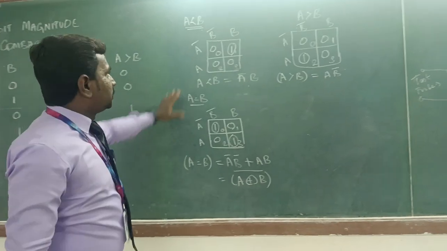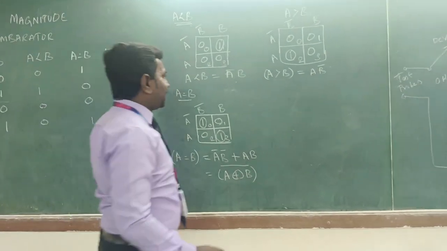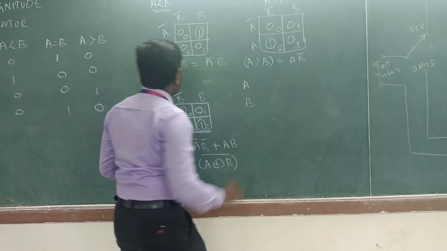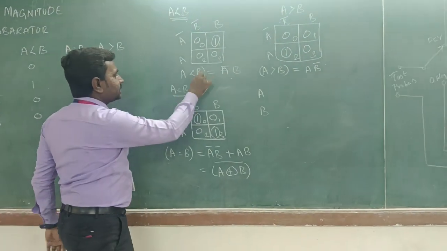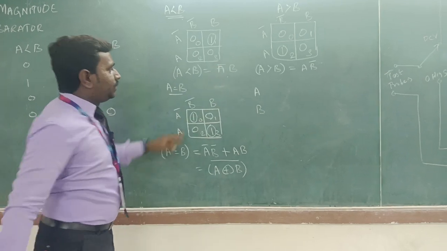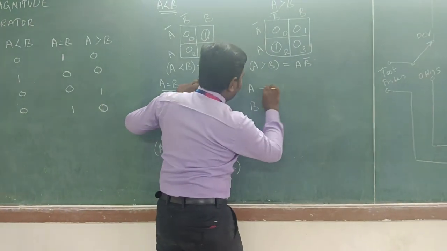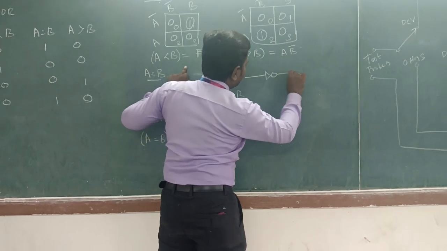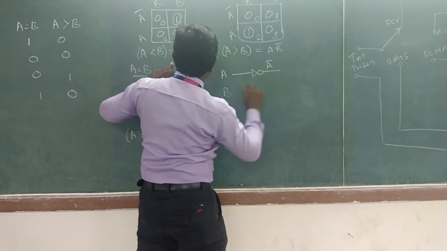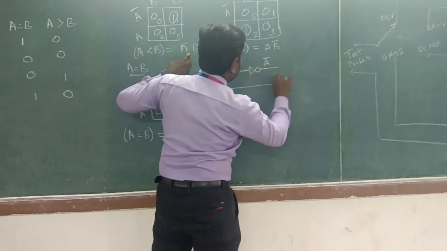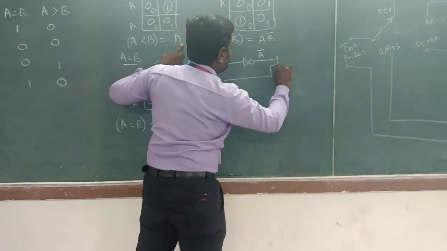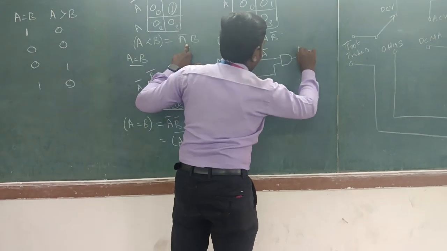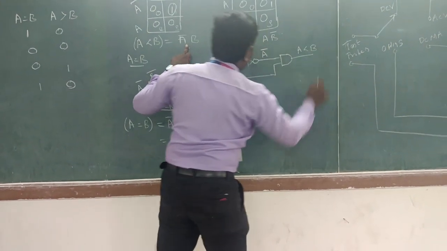Now I am going to draw the logic diagram for this one-bit comparator. So I am having two inputs A and B. The first case, when A is lesser than B, which is equal to A bar into B. I am converting this A into A bar with the help of the NOT gate. So A is converted into A bar. Next, I am going to multiply it with B. For multiplication, I am using an AND gate. So this is A lesser than B.